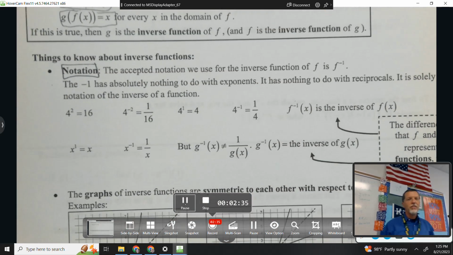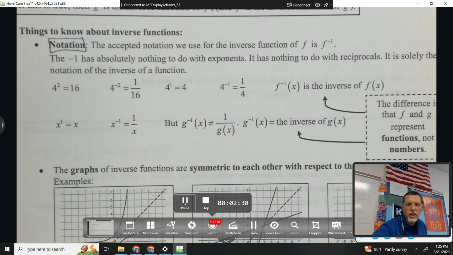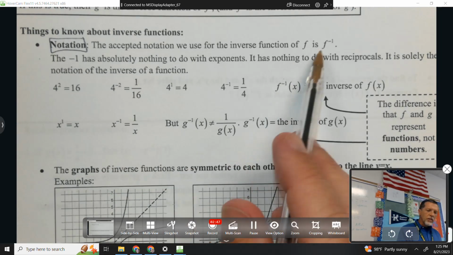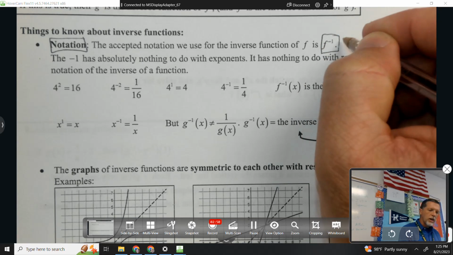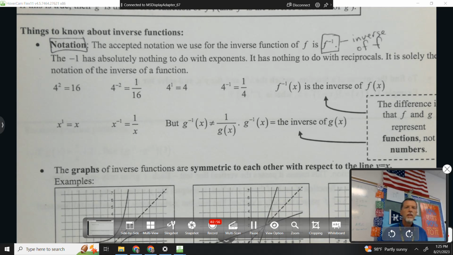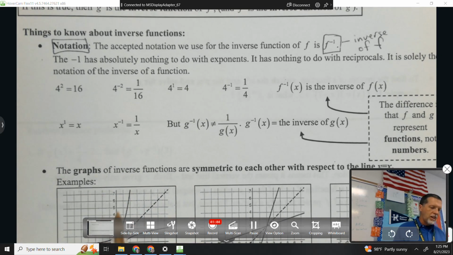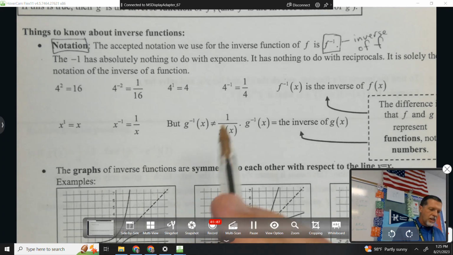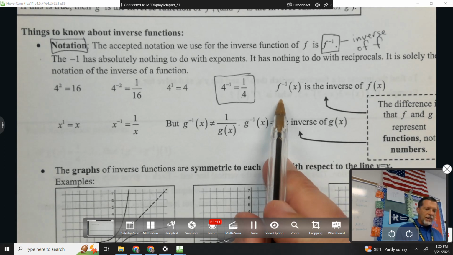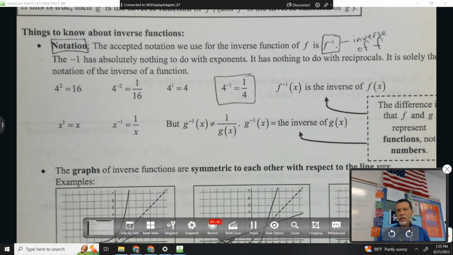Okay, notation with inverses is kind of confusing, at least initially. Once you get the hang of it, it won't be a big deal. But the notation for inverse is f to the negative 1. That means inverse of f. The confusing thing is that's where the exponent usually goes, right? So 4 squared is 16. 4 to the negative 2 is 1/16. 4 to the negative 1 is 1/4. That's still true, but f to the negative 1 is not 1 over f.